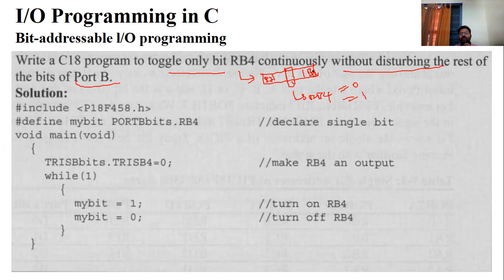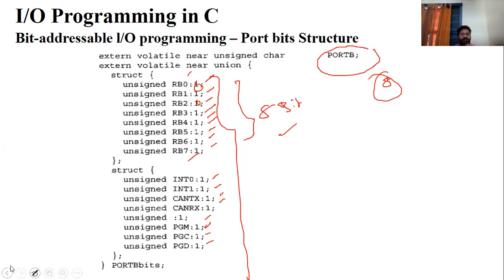That is only possible at bit size. Byte size is not possible. When you load data to the byte, the entire 8 bits are changed. Here it is a bit operation, so you can go to that bit, see this RB4, and change that value. It may be 0 or 1. Very simple, but the number of lines you write is more compared to the byte operation. Each bit we are going to define here.